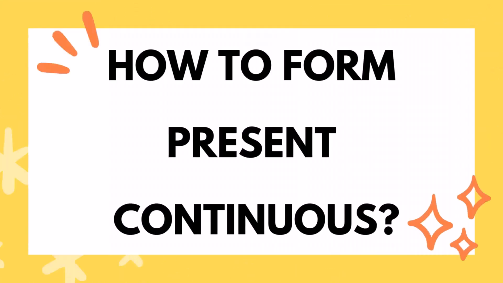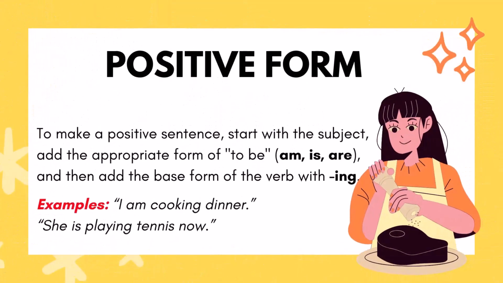How to form present continuous. Positive form. To make a positive sentence, start with the subject. Add the appropriate form of to be, am, is, are, and then add the base form of the verb with ing. Examples: I am cooking dinner. She is playing tennis now.